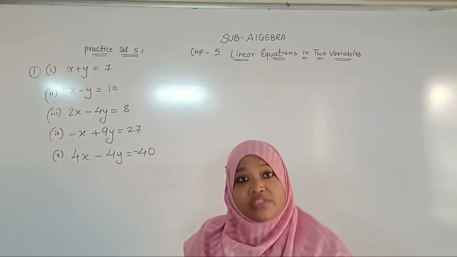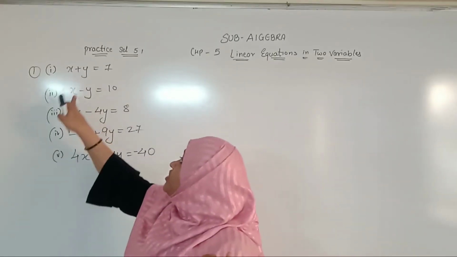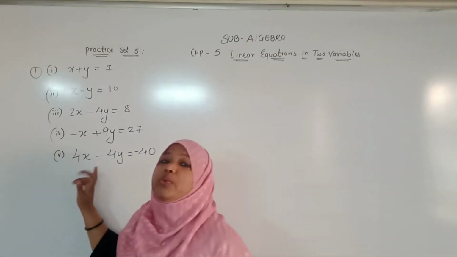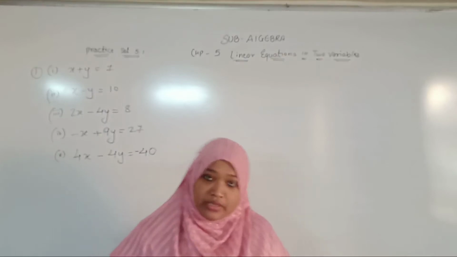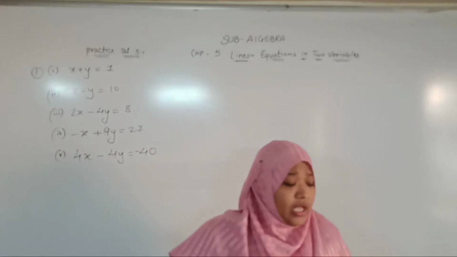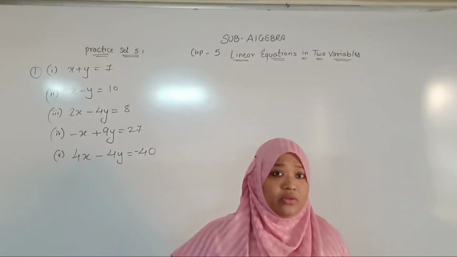Next, the third thing you have to say is linear. Linear means those powers should be 1. So in all my equations, the power of the variables is 1. So that is called a linear equation in two variables. Understood? Okay.